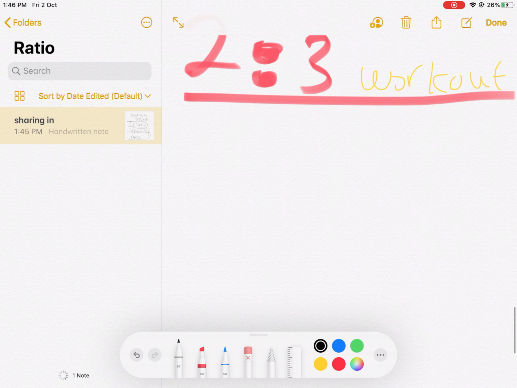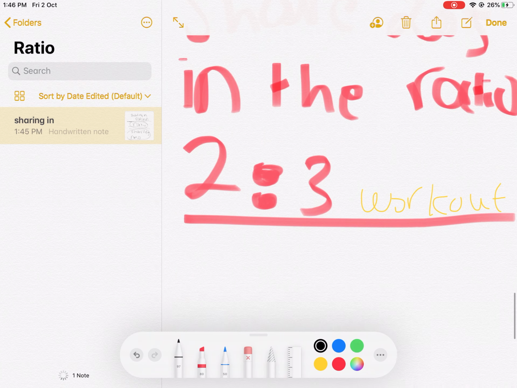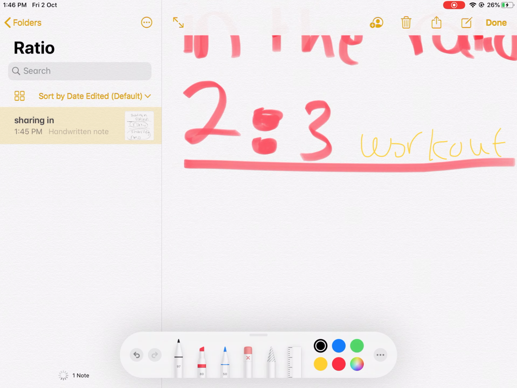So if we want to share, the first thing we do, we write total. The total equals what?